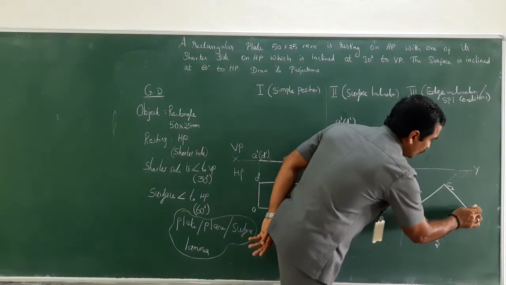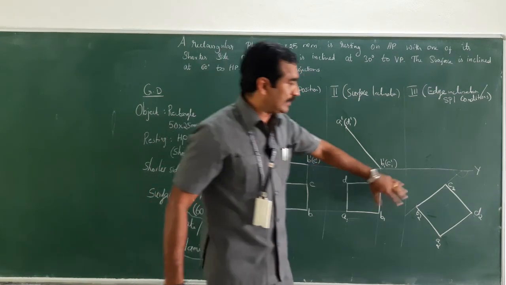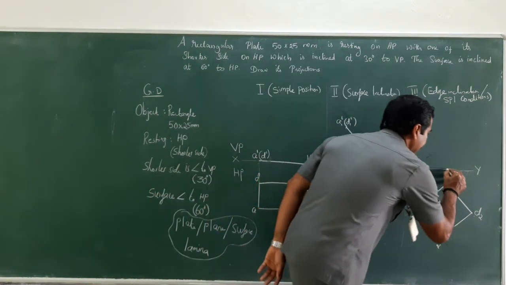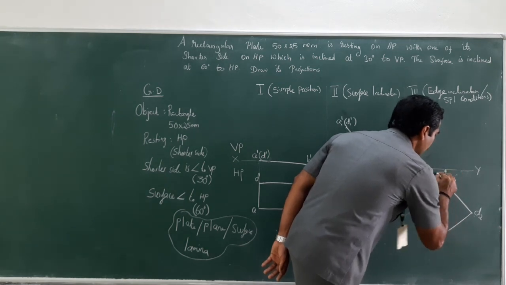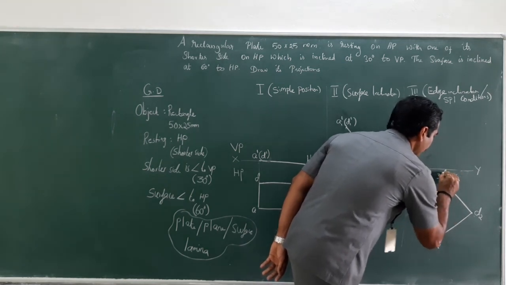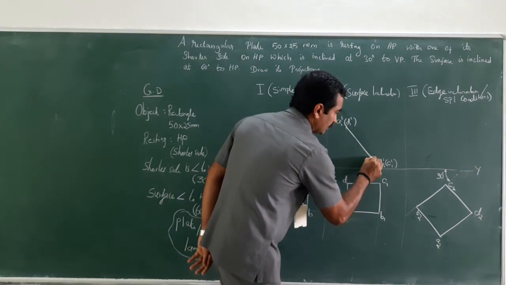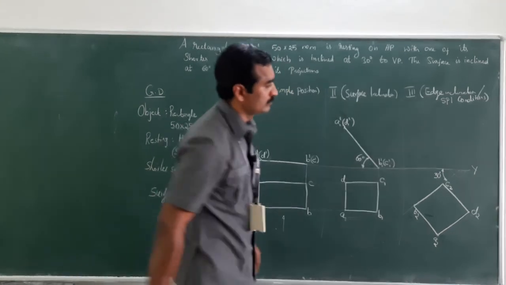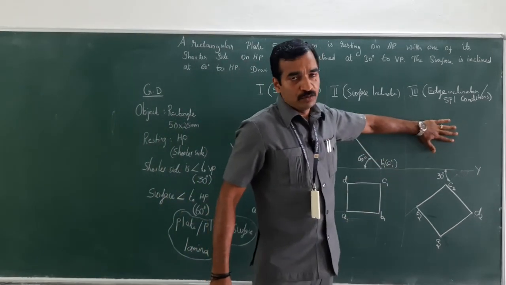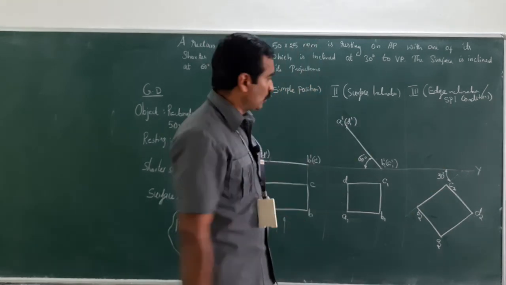By doing so, you will get this object. This particular object has been tilted at an angle of 30 degree with VP. This was 60 degree with HP. What about the final view? What about the final front view? We'll have to do the mapping work again.